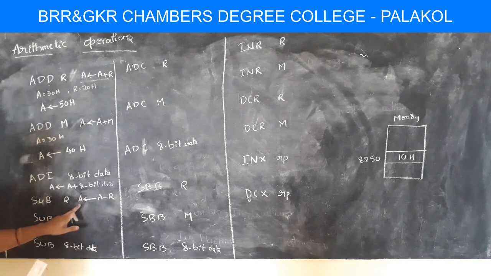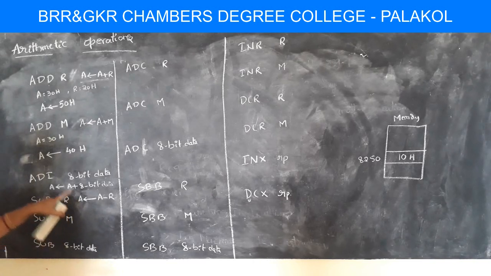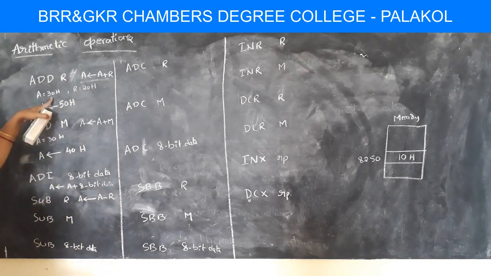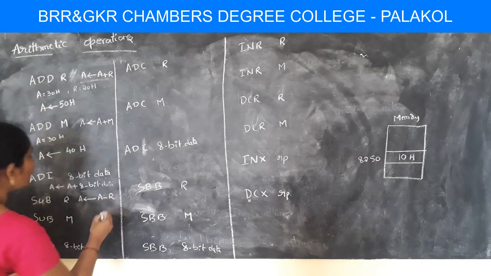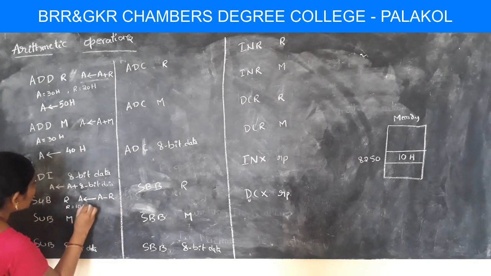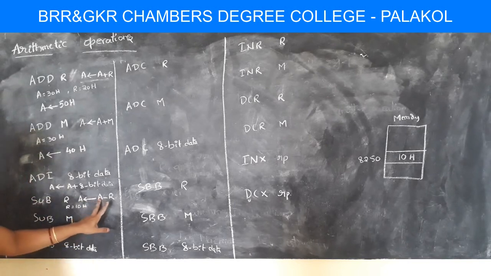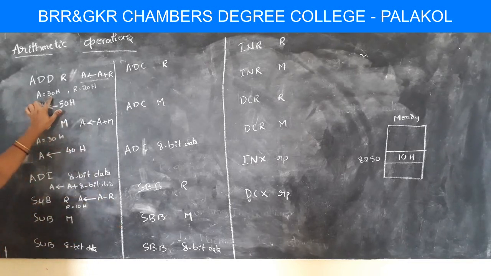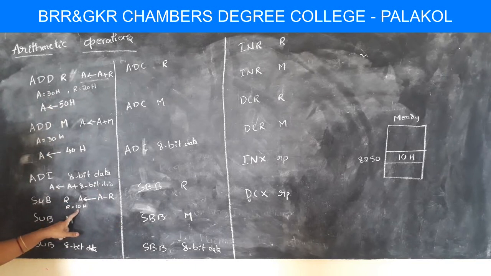So for example, the accumulator is 30H, as we already considered, and R is equal to 10H. We are subtracting these two. A is 30 and R is 10, so 30 minus 10 is 20. Here the result 20 is stored in the accumulator. Okay, so this is the meaning of this instruction.